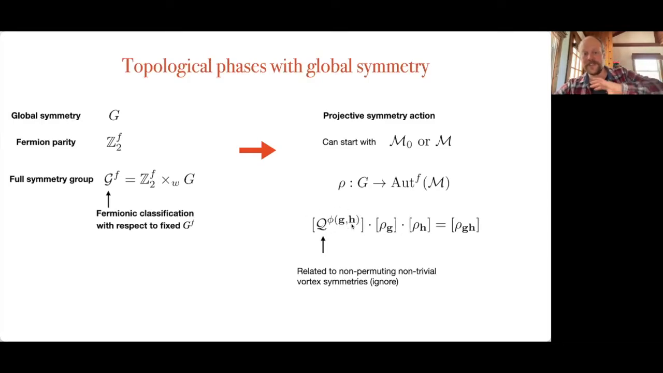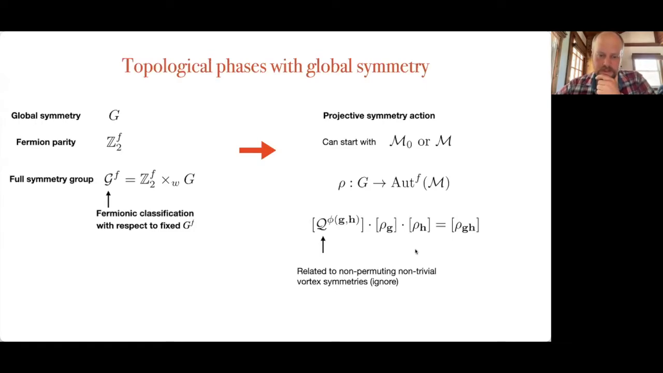I'm going to say that we just ignore this for the rest of the talk, but I wanted to warn you that it is there, and you'll find it discussed in our paper if you want to read more details about it. So for the rest of the talk, we'll assume that this is really a group homomorphism from G into Aut^f of M. This projective symmetry action is related to these non-trivial central extensions and special cases, and there's a lot of details there that I don't want to get into.